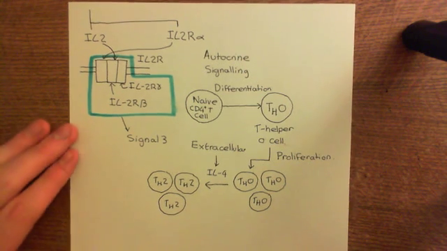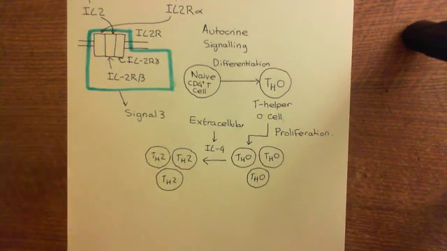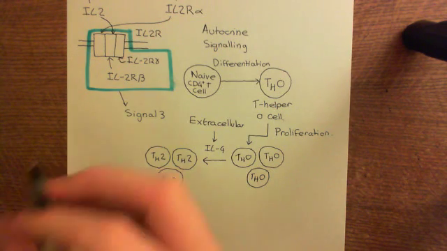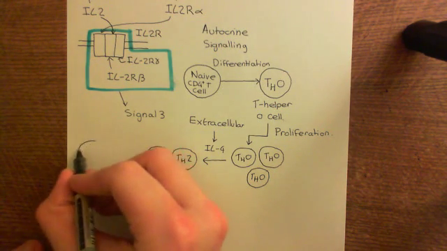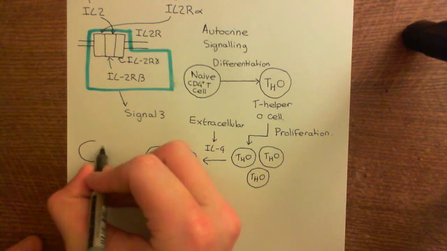Now these T helper 2 cells all still have this T cell receptor which is armed against this allergen fragment, and they are going to help with the activation of B cells. So we're going to abandon our talk of T cells for now, and we're going to turn our attention to B cells temporarily. So, back to B cells then. Right, so let's draw a B cell here.